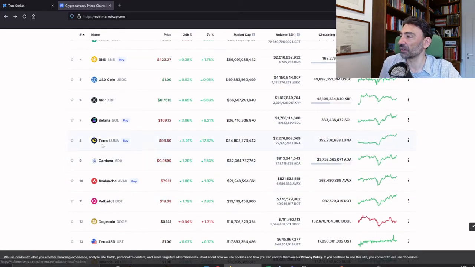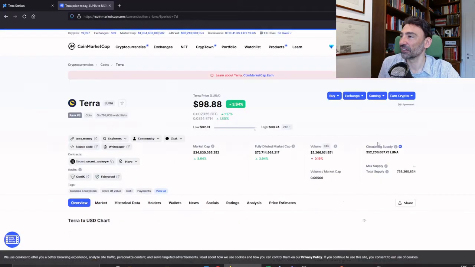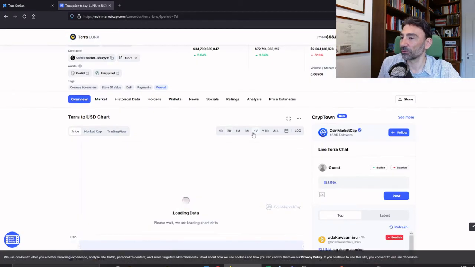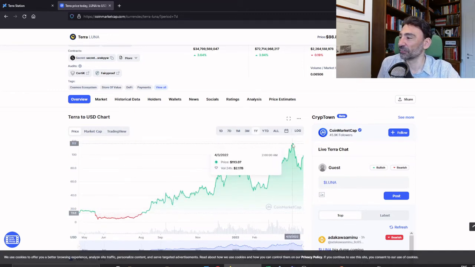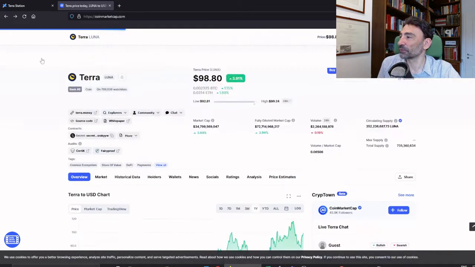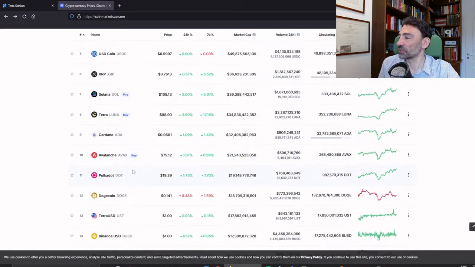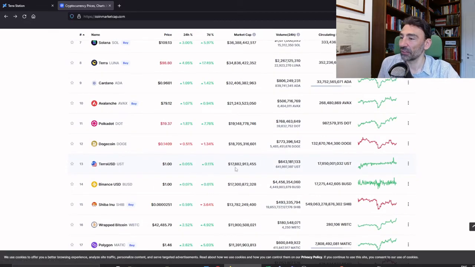Let's find it. Now this is Luna, the volatile one. Let's see whether it's really volatile in 1 year. Well, pretty. This is 13, 120. So yeah, it's pretty volatile. And can we get Terra USD? Terra USD is number 13 with 17 billion around, all backed by nothing. These are backed by Luna, so by the fact that there is Luna on the other side.